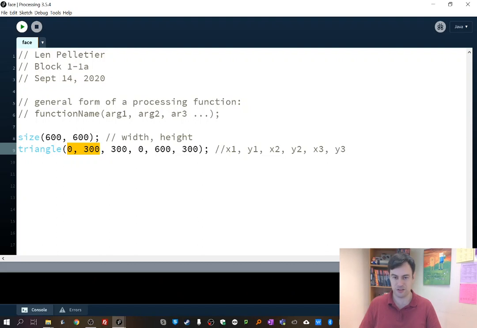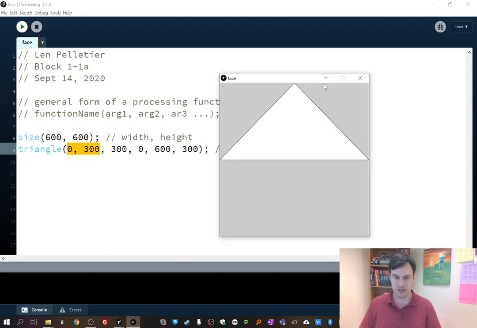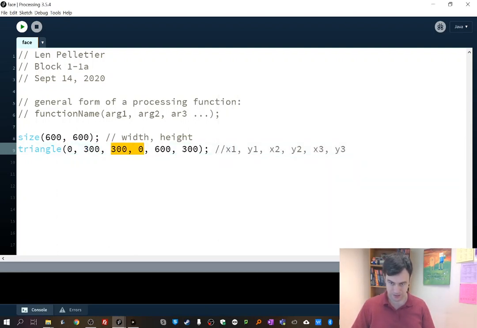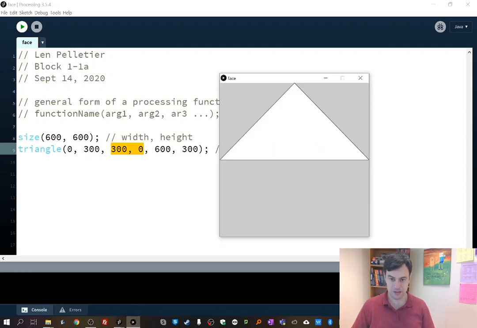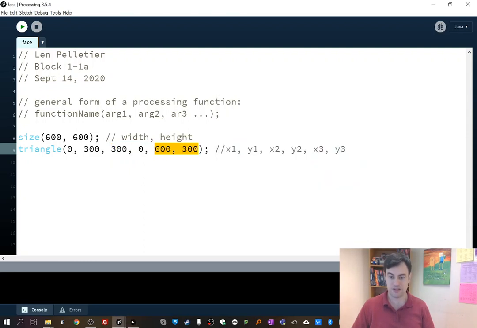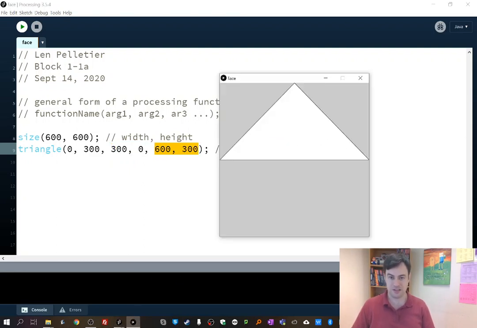And I'll run this and just show you what's going on. So there's our triangle as we described. So what I got highlighted here, that's 0, 300, that's that point, right? We've got 0 this way and 300 pixels that way, so that describes that point. The next one is 300, 0. So that means we've gone over 300 and down none at all, so that's that point. And then 600, 300 is the last vertex. So that means we've gone 600 all the way over and 300 down. That gives us that point there.